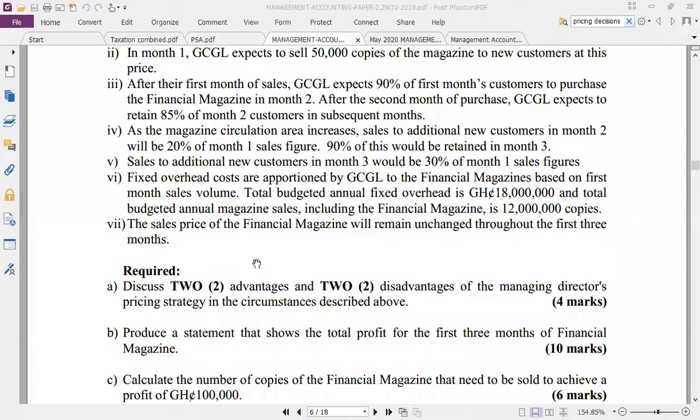Okay, so this is the question. This is November 2019, question number 5A. Discuss two disadvantages of the managing director's pricing strategy in the circumstances described above. You are limited to the circumstance that you describe it above.